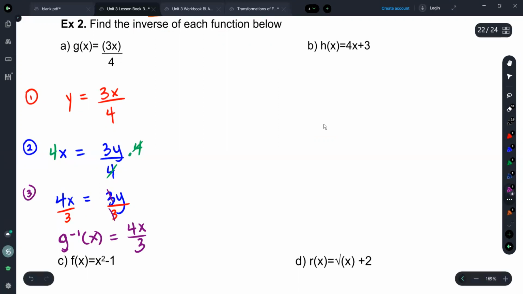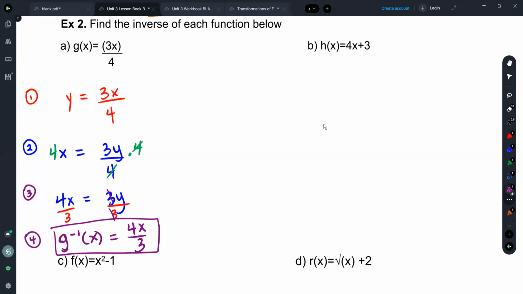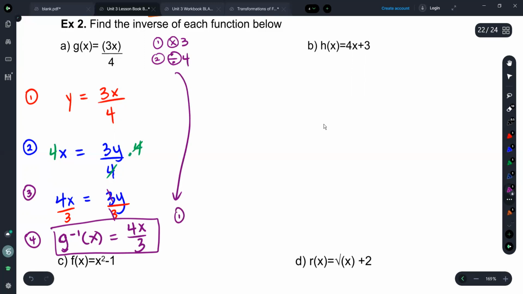Okay, so that's steps 3 and 4. Okay, so does this function do the opposite operations in the opposite order of the original function? What does the original function do first to x? It multiplies by 3, and then what? Divides by 4. So we should see that the inverse function, what does it do first? Multiplies by 4, then, so is this what we would expect? Is this opposite operations in the opposite order? Yeah, so it's good. Yep.